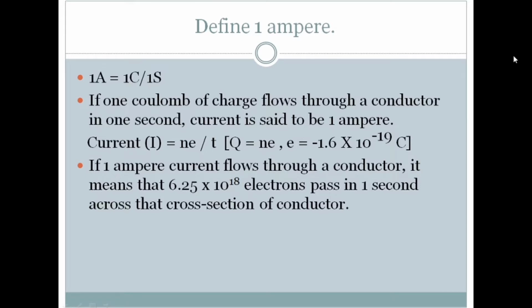In terms of flow of electrons, you know that charge is equal to the number of electrons flowing through a conductor. So Q can be written as Q is equal to Ne, where e is the charge on electron and is equal to minus 1.6 into 10 raised to power minus 19 coulomb. So, if 1 ampere of current flows through a conductor, it means that 6.25 into 10 raised to power 18 electrons pass in 1 second across the cross section of the conductor.